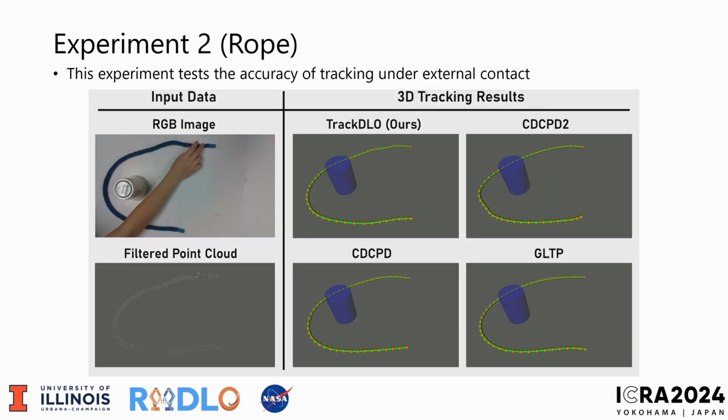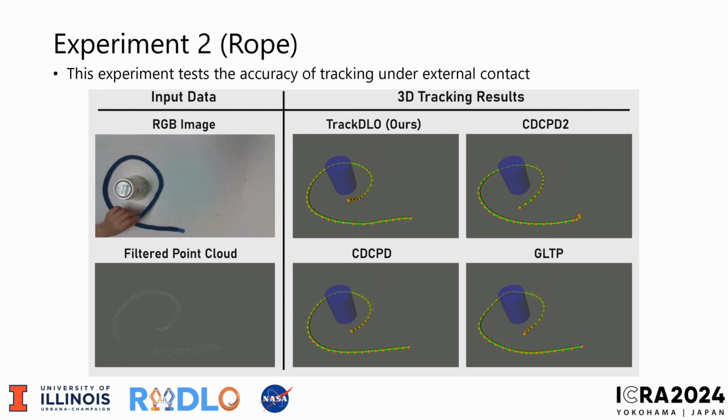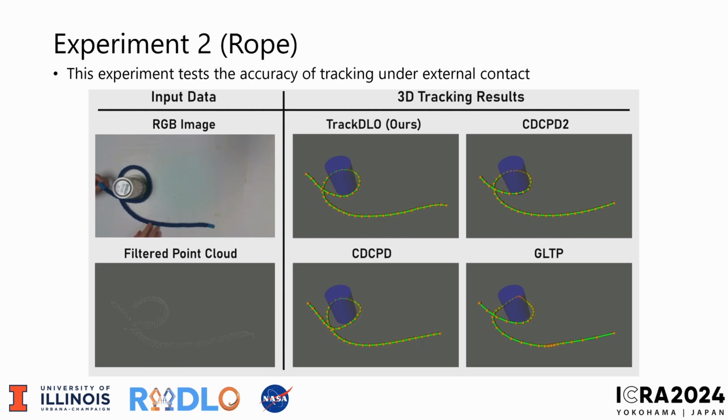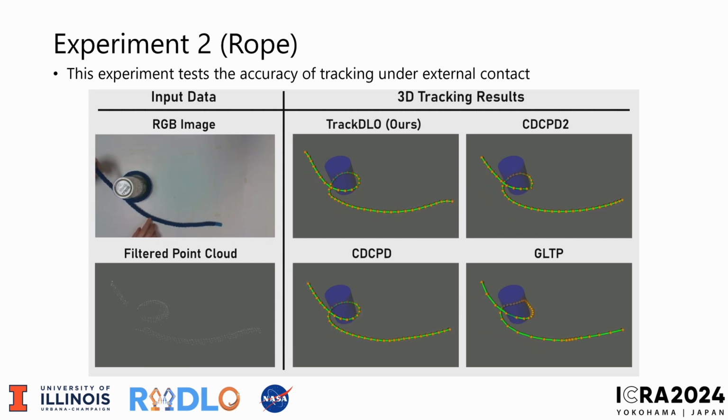In experiment 2, we test the accuracy of tracking under external contact. Note that the pose and shape of the obstacle are inputs to the CDCPD2 algorithm, but not to any other algorithms.